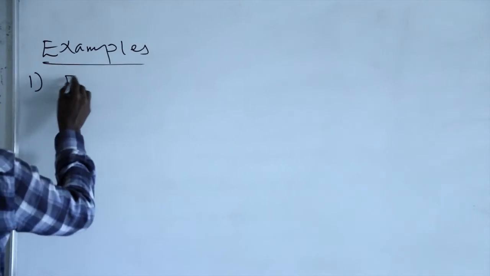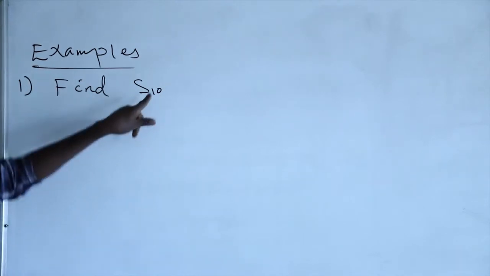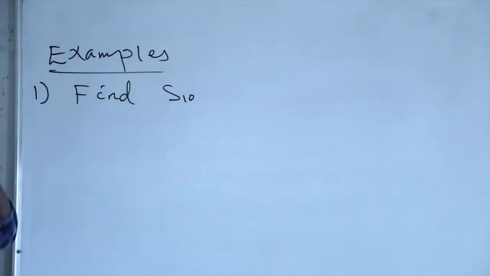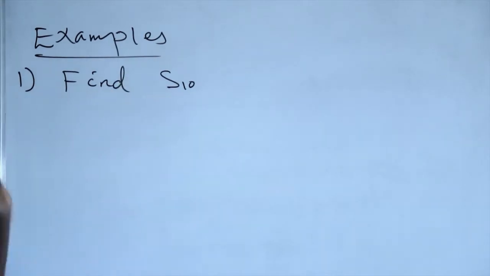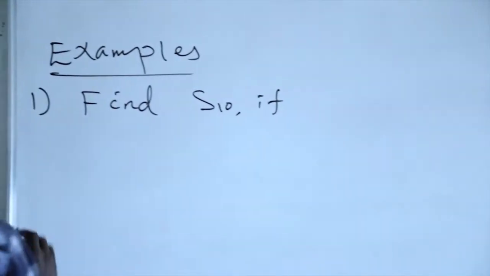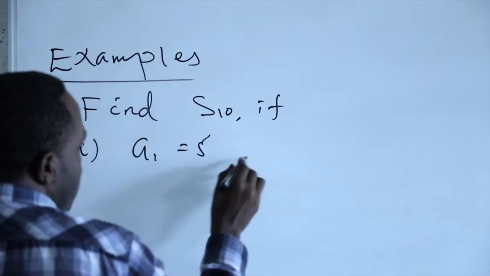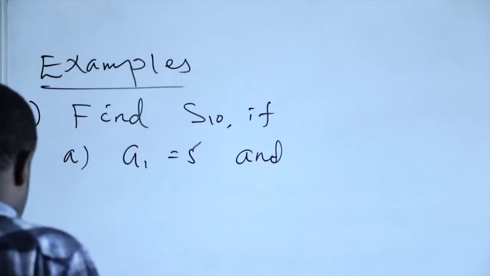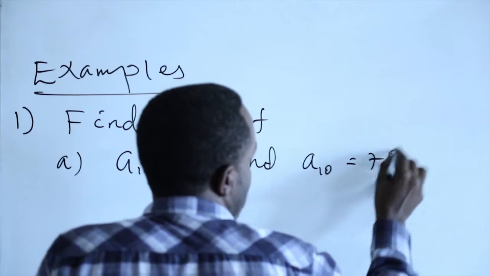Now let's try to see different examples using the formulas. First example: find S10. What does S10 mean? Students or viewers should remember that S10 means the sum of the first 10 terms. So find S10 if a1 is equal to 5 and a10 is equal to 75.